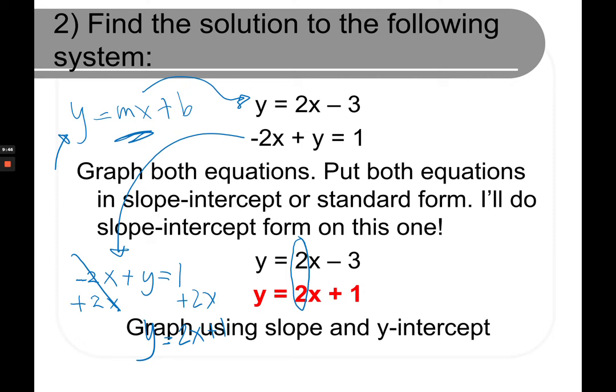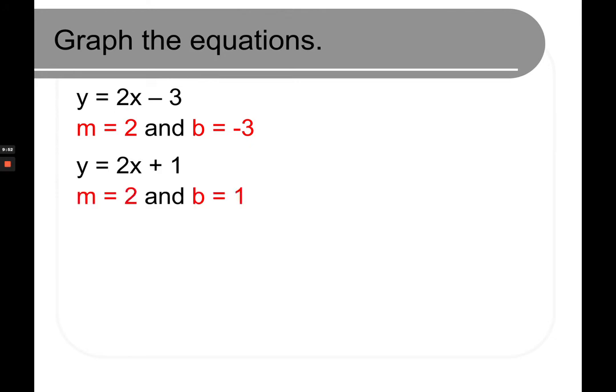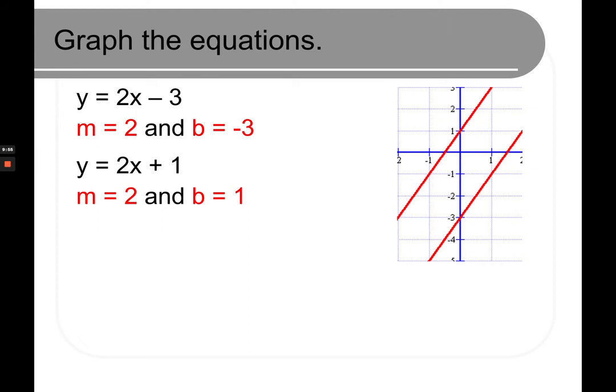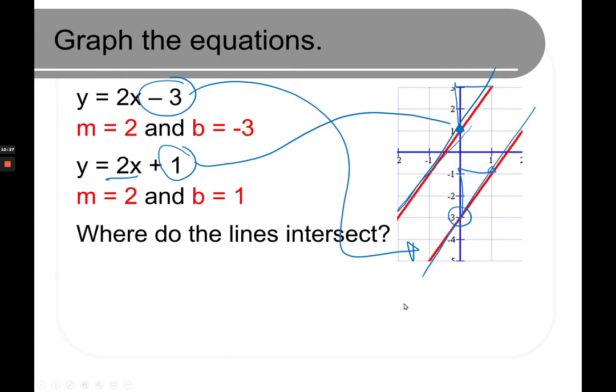Okay. Graph using slope and y-intercept. Do we really need to graph? Let's show. This is the graph. The first equation has a y-intercept of -3, rise 2, run 1. So that's your first line. The second line has a y-intercept of 1 and slope of 2/1, rise 2, run 1. And so it's definitely a parallel line, the case of parallel lines.